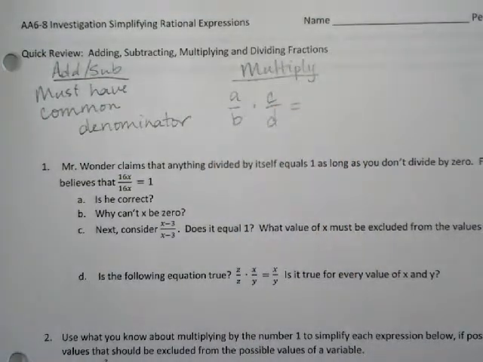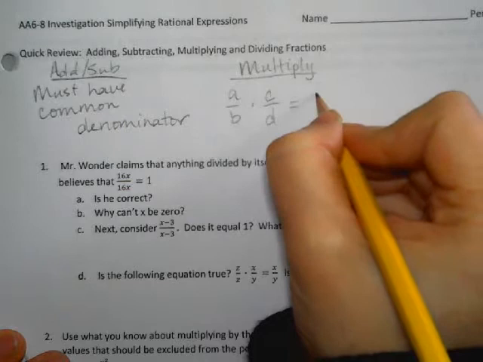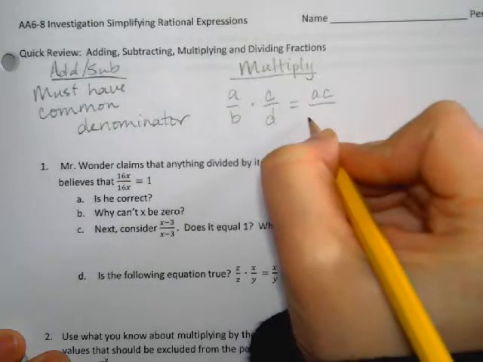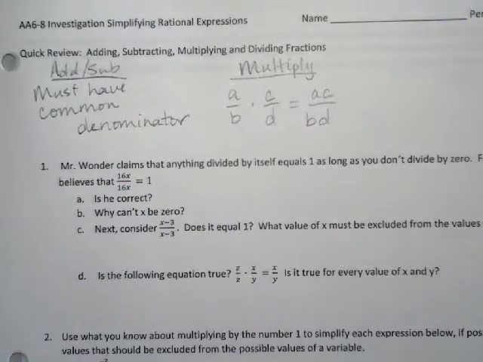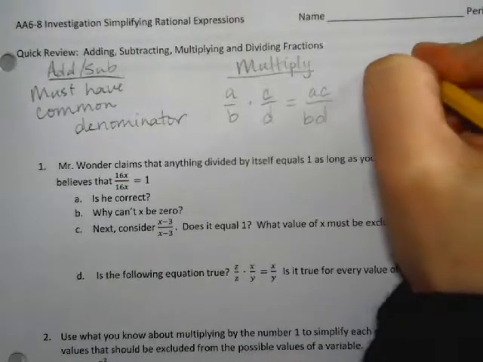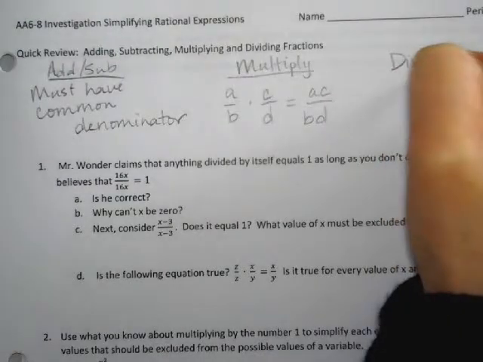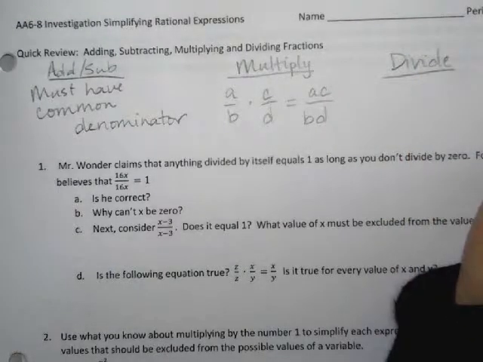What do I do? Straight across the top, straight across the bottom. So A times C over B times D. The one that a lot of people don't remember or vaguely remember is dividing fractions. Anybody remember that? How to divide fractions?